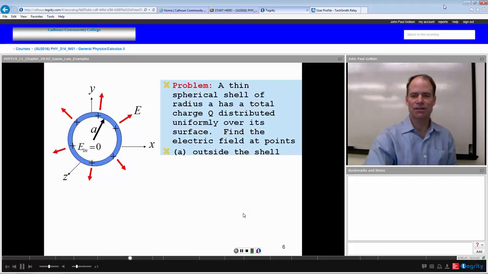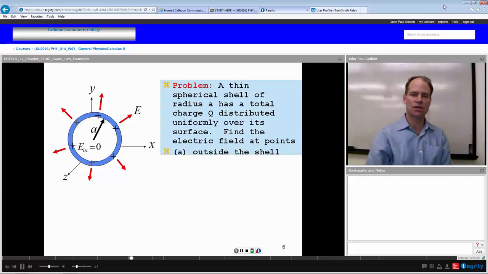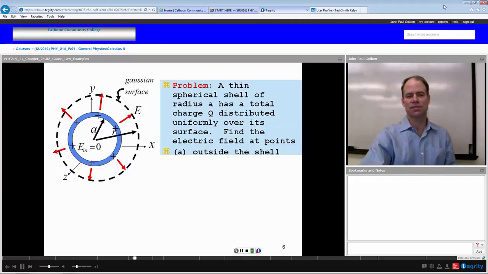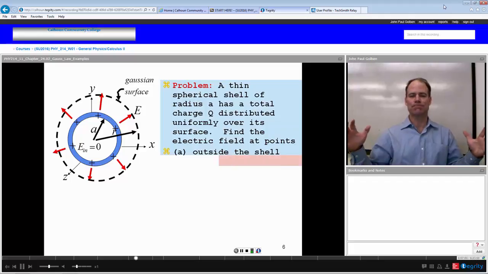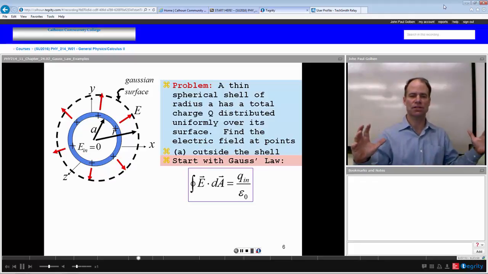Okay, let's try another example. A thin spherical shell of radius a has a total charge q distributed uniformly over its surface. Find the electric field at points outside the shell, and then we'll look inside the shell. So we'll construct a Gaussian surface of some radius r outside the shell, and we'll write down Gauss's law, and we'll apply Gauss's law to this new Gaussian surface that we just constructed.